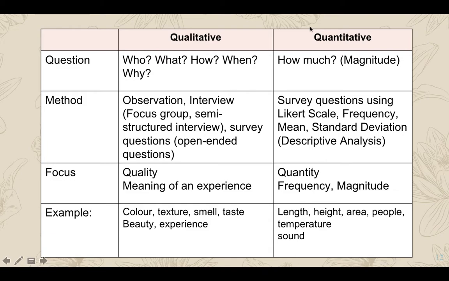and also quantitative data. When it comes to qualitative data, your research question, the objective of your research or your report always deals with questions like who, what, how, when, and why. Whereas quantitative data often revolves around the question of how much. Hence, we're looking at the magnitude of it.